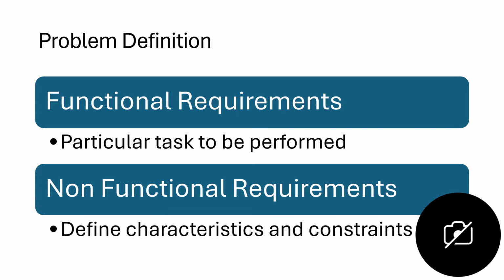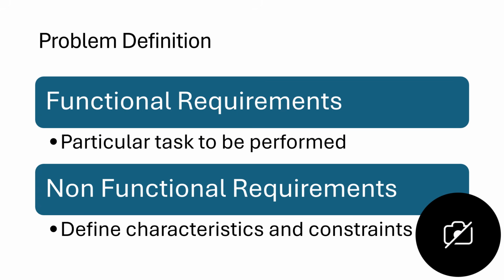In problem definition, you have two types of requirements. One is functional requirements, the other is non-functional requirements. What is a functional requirement? It is what work the software is going to do. The particular task the software is going to do is called a functional requirement.